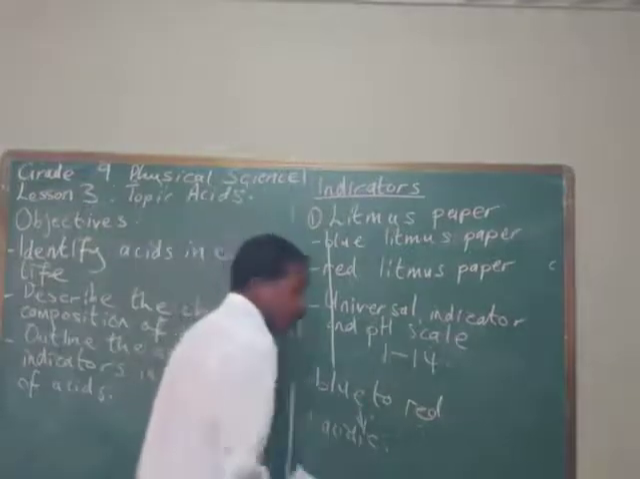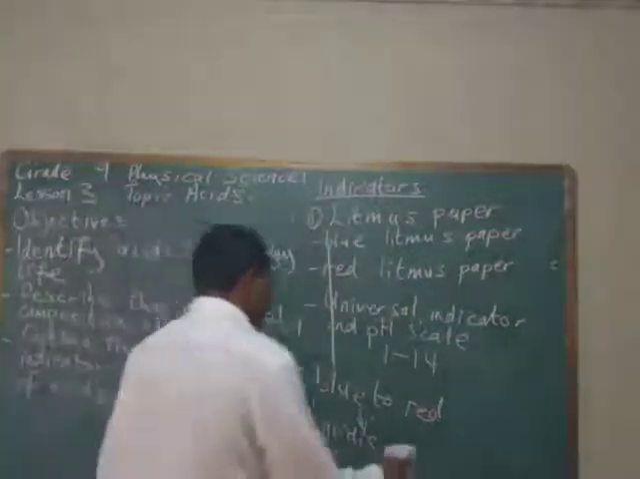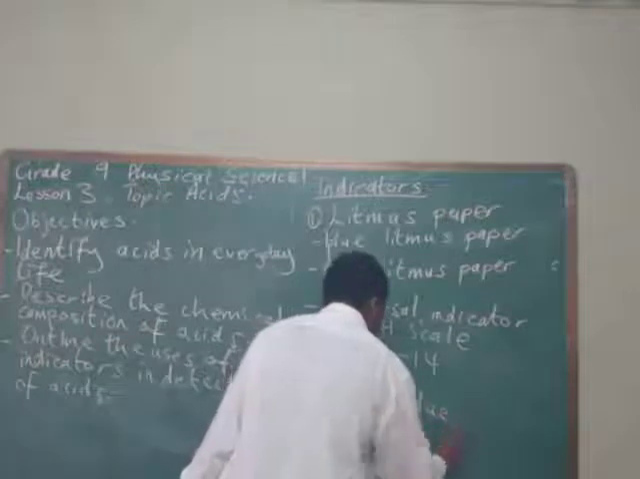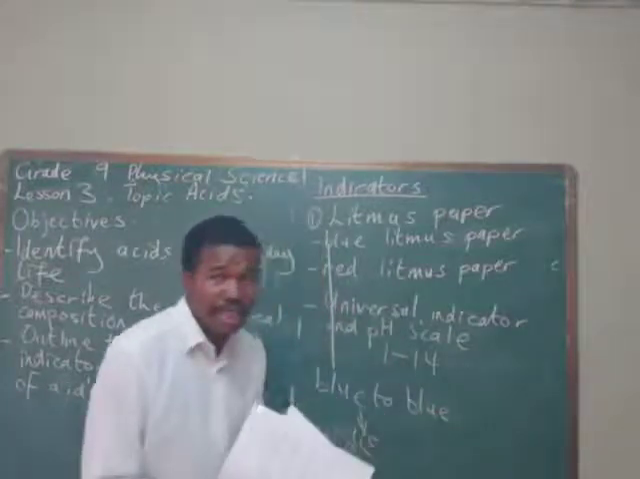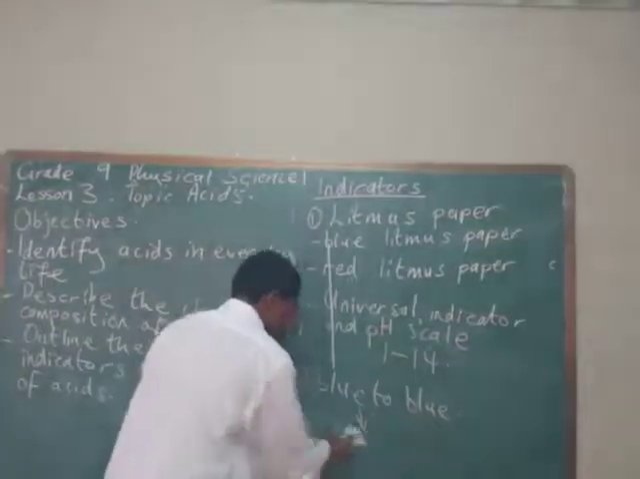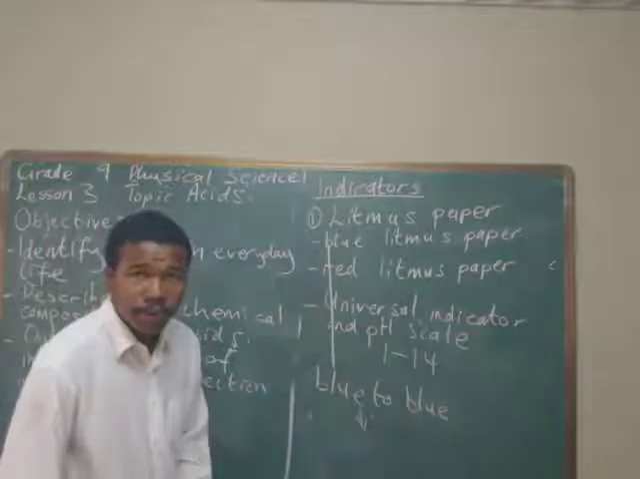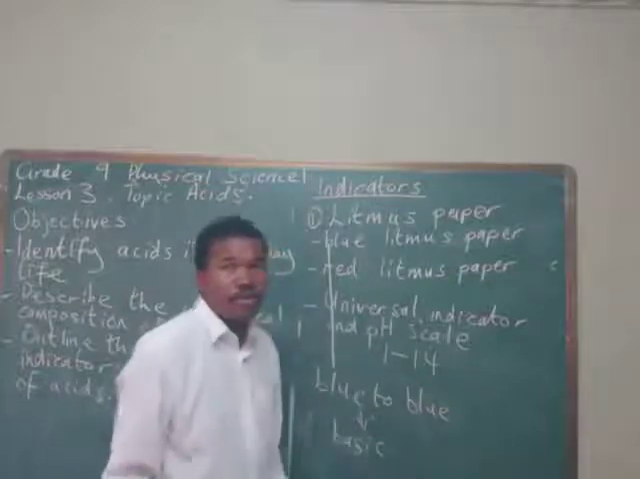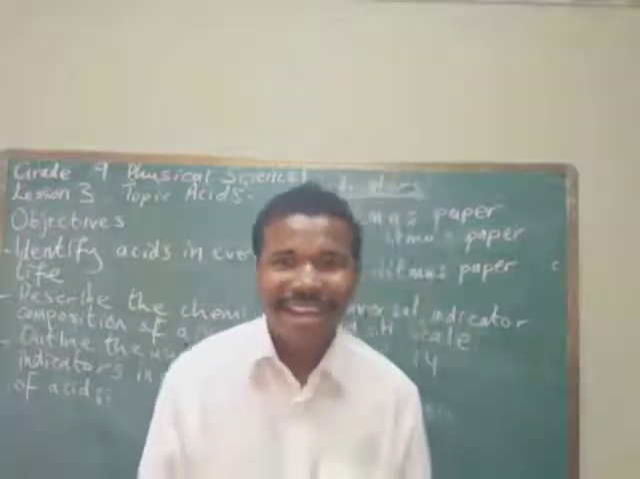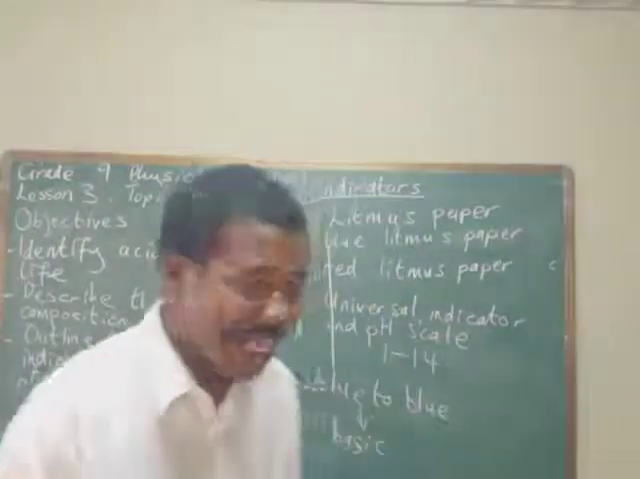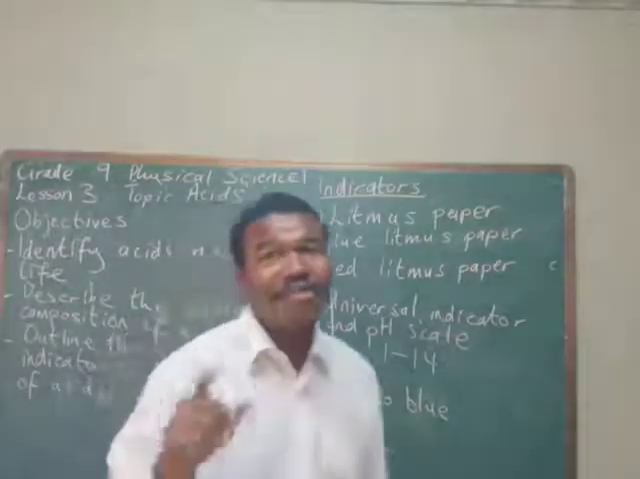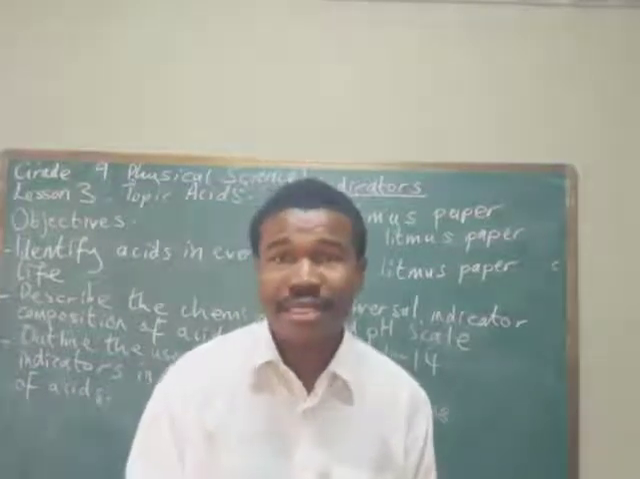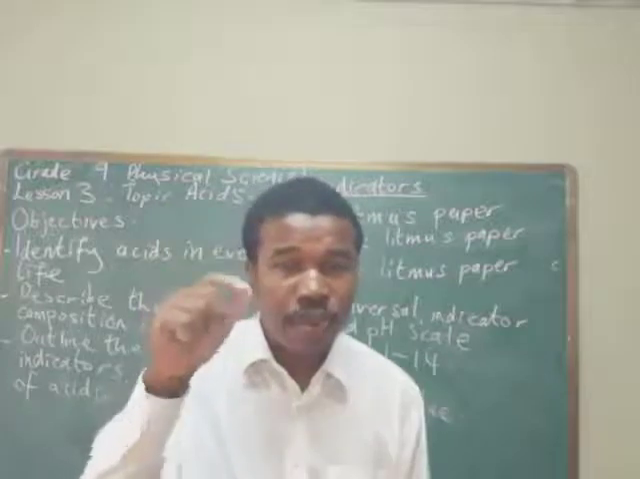However, if it is blue and it remains blue, that means it's not acidic, but it is in fact basic. The opposite of acidic is basic. If you remember, we had Team Blue and Team Red. I remember Team Blue, my team, winning those house games. But if it is blue and it remains blue, the substance is basic. If it is blue and it changes to red, then the substance is acidic. That's if you're using blue litmus paper.